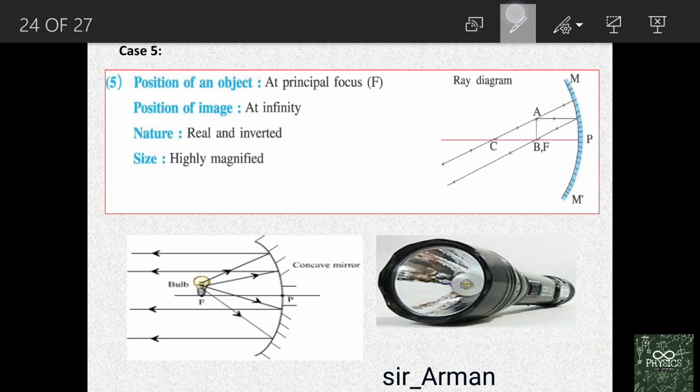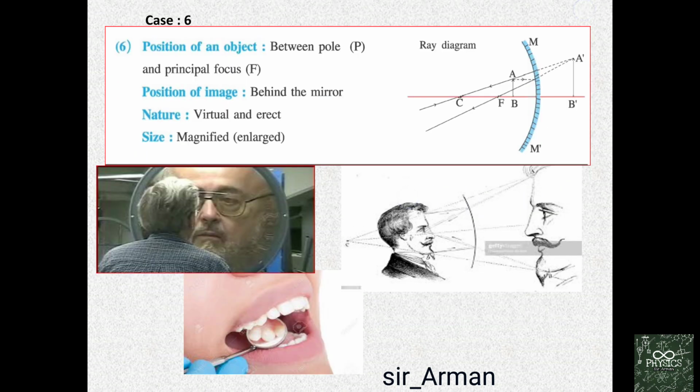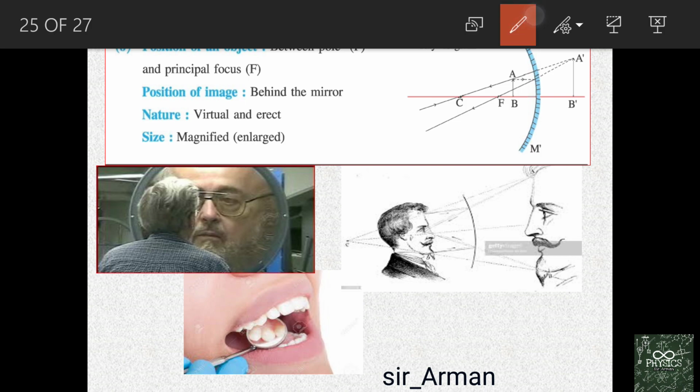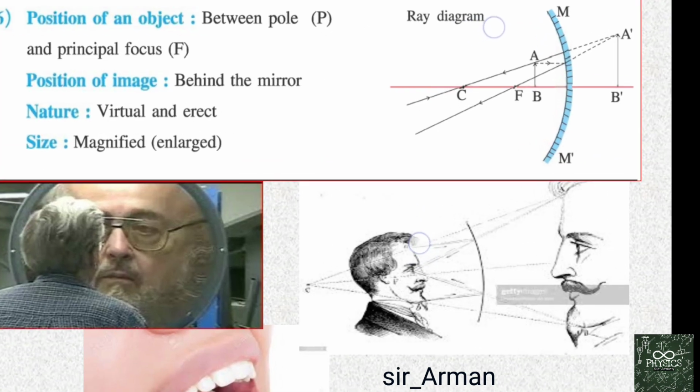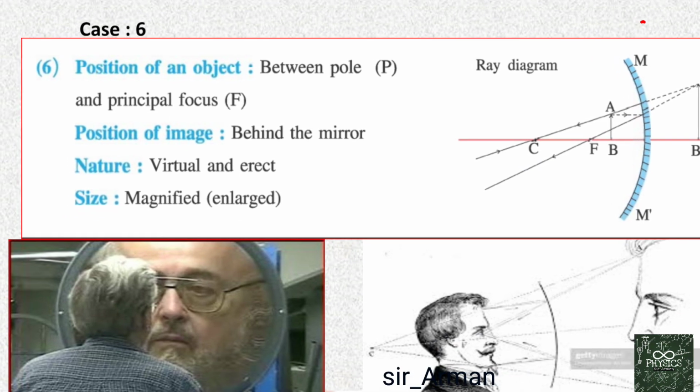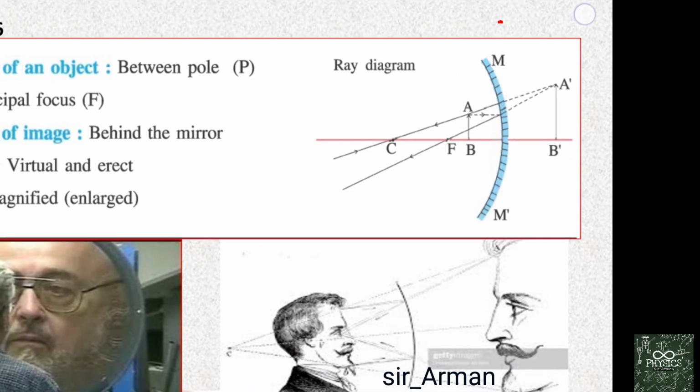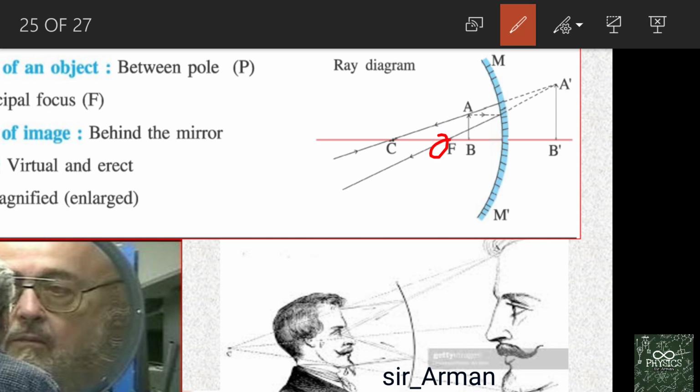Now let's move to case number 6. Here we have placed our object between. In the last case, we placed the object at F, right?